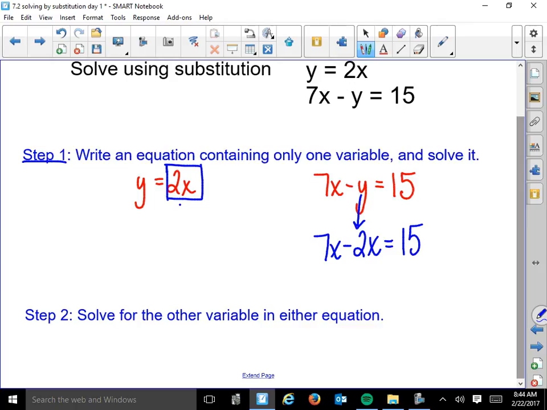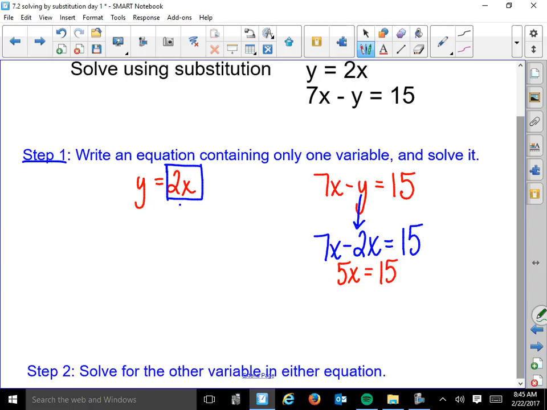Okay. Then we solve this equation. Now we're going to solve this equation. 7x minus 2x is 5x. So I know that 5x is equal to 15. So to be able to solve this equation, I simply need to divide each side by 5. And I have solved for my first variable. And I know that x is equal to 3.